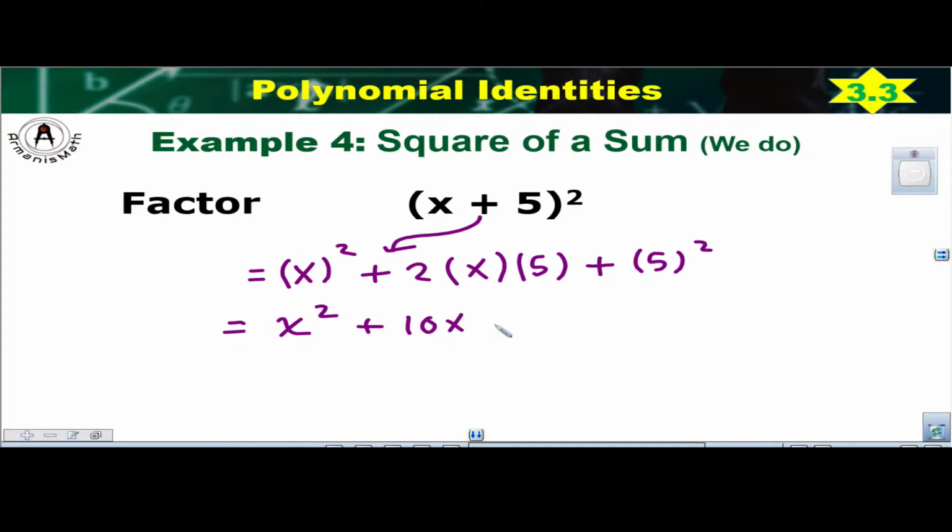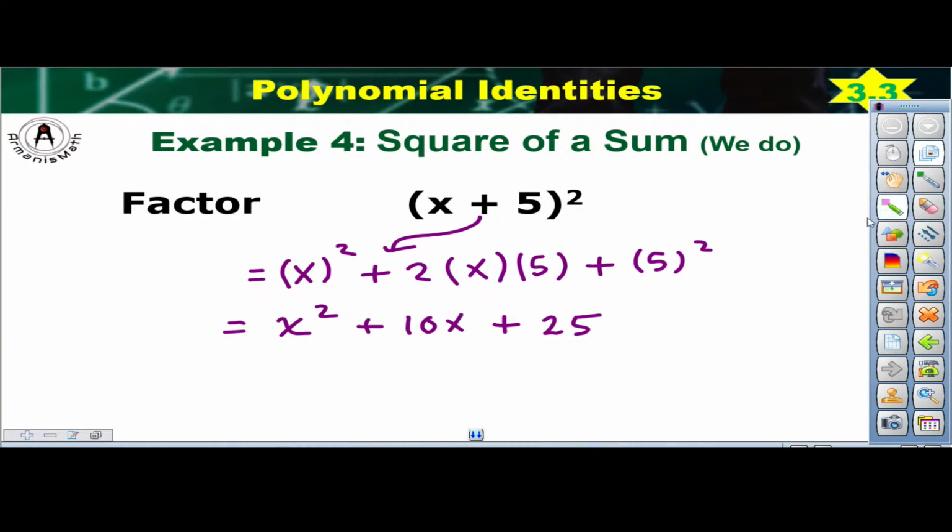10x is the answer. That's correct. How much is 5 squared? That is true. 25. So believe it or not, this is what you're going to get. Again, if you want to prove it, that's totally fine. It's up to you. I'm not going to take the time to do it. But you could definitely box in this dude here.